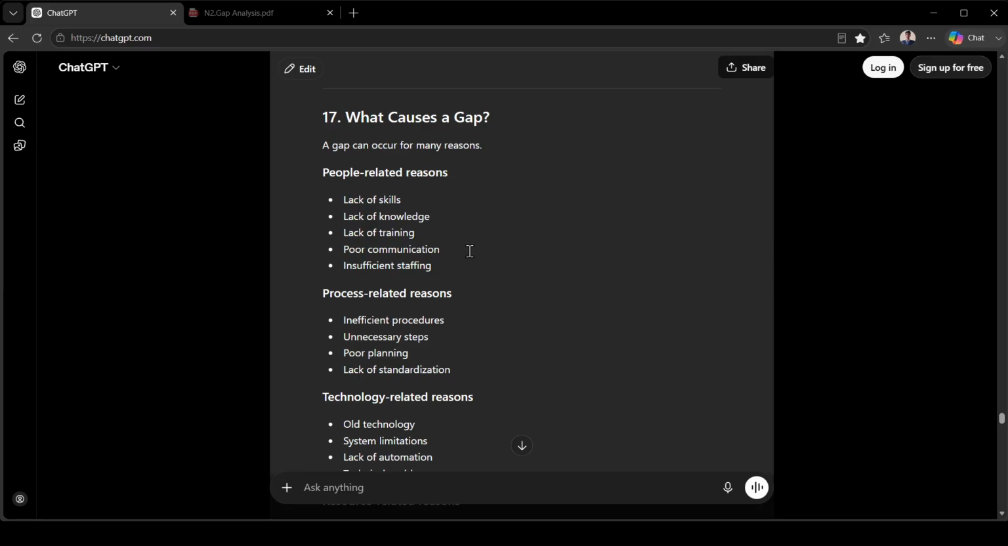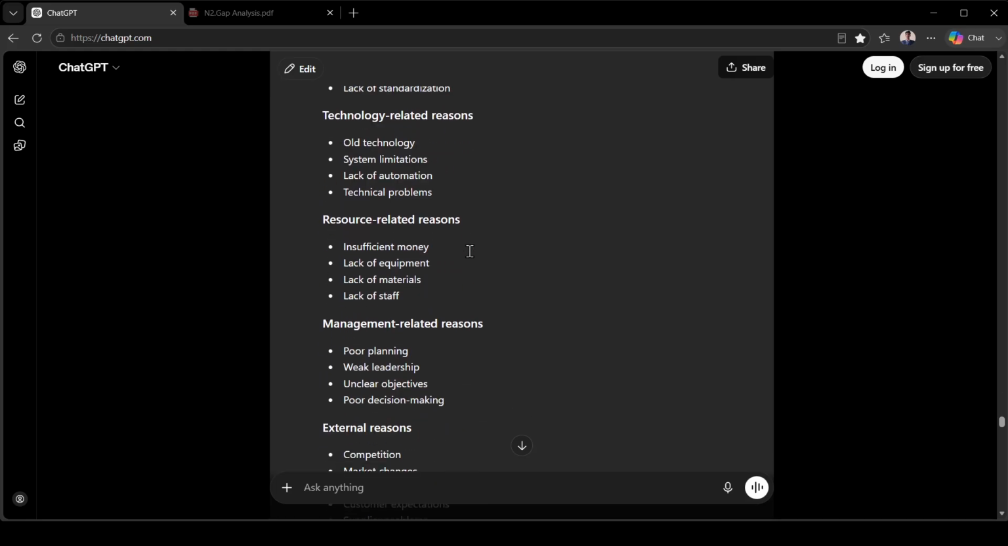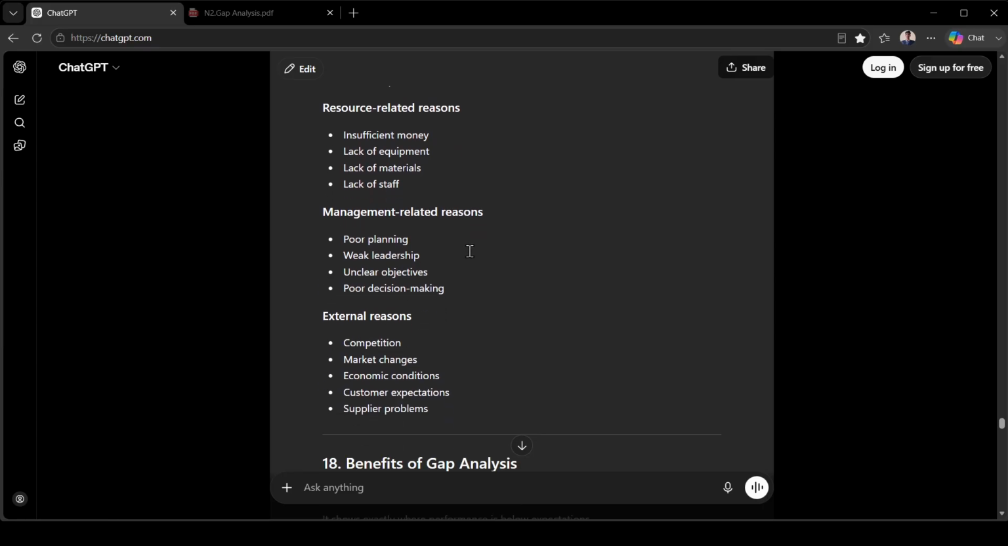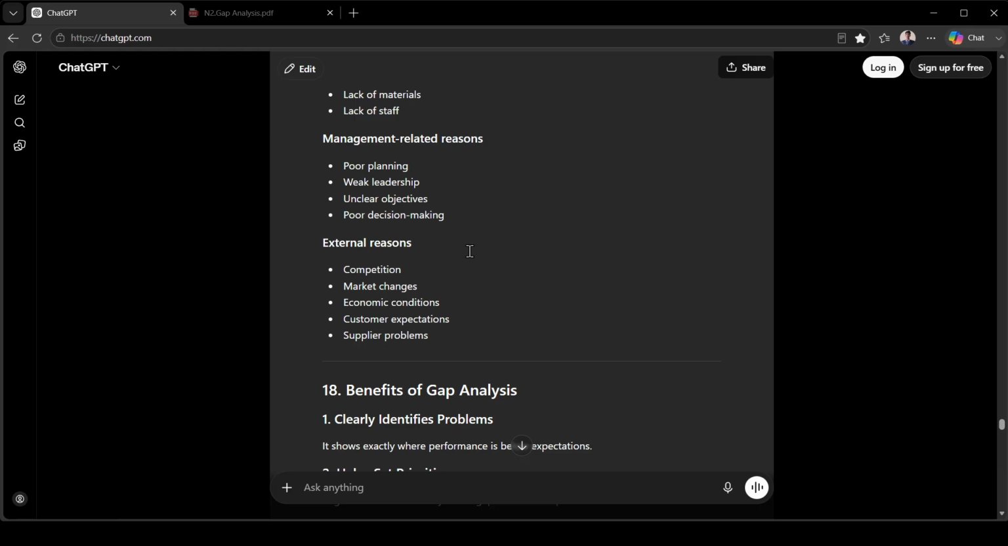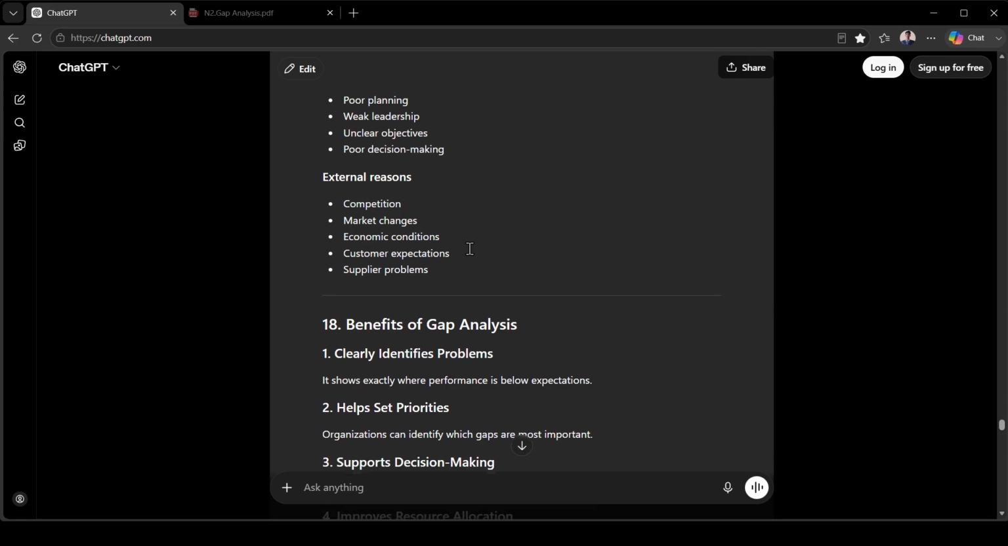Process-related reasons: inefficient procedures, unnecessary steps, poor planning, lack of standardization. Technology-related reasons: old technology, system limitation, lack of automation, technical problems. Resource-related reasons: insufficient money, lack of equipment, lack of materials, lack of staff. Management-related reasons: poor planning, weak leadership, unclear objectives, poor decision making. External reasons: competition, market changes, economic conditions, customer expectations, supplier problems.